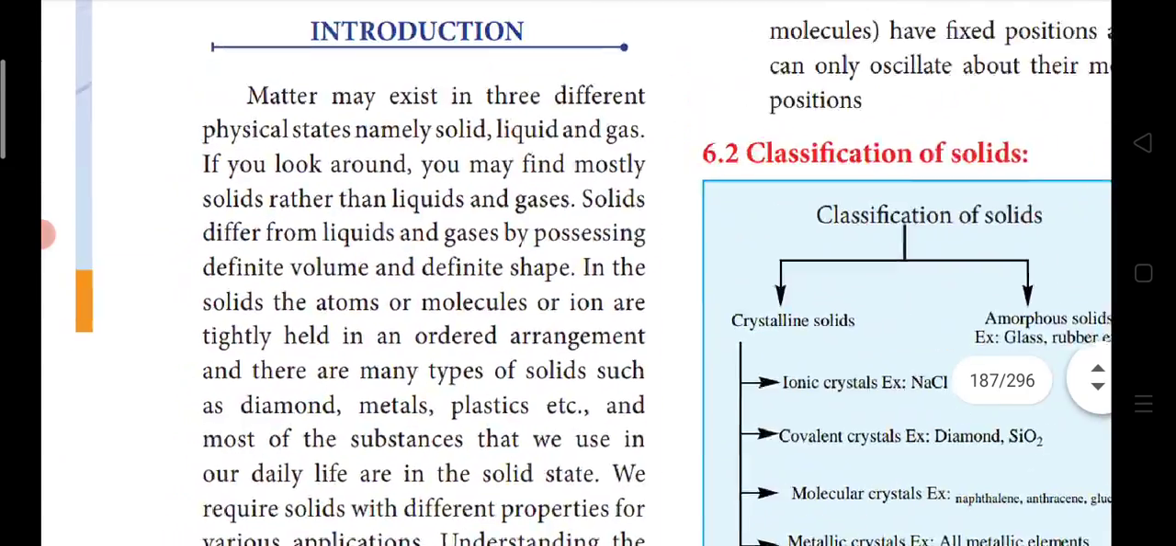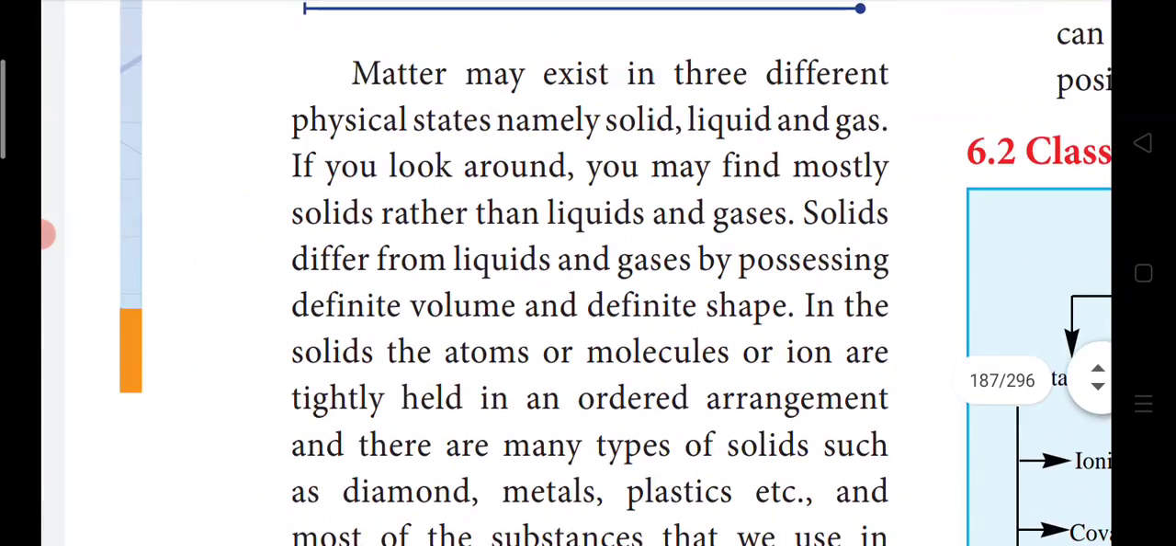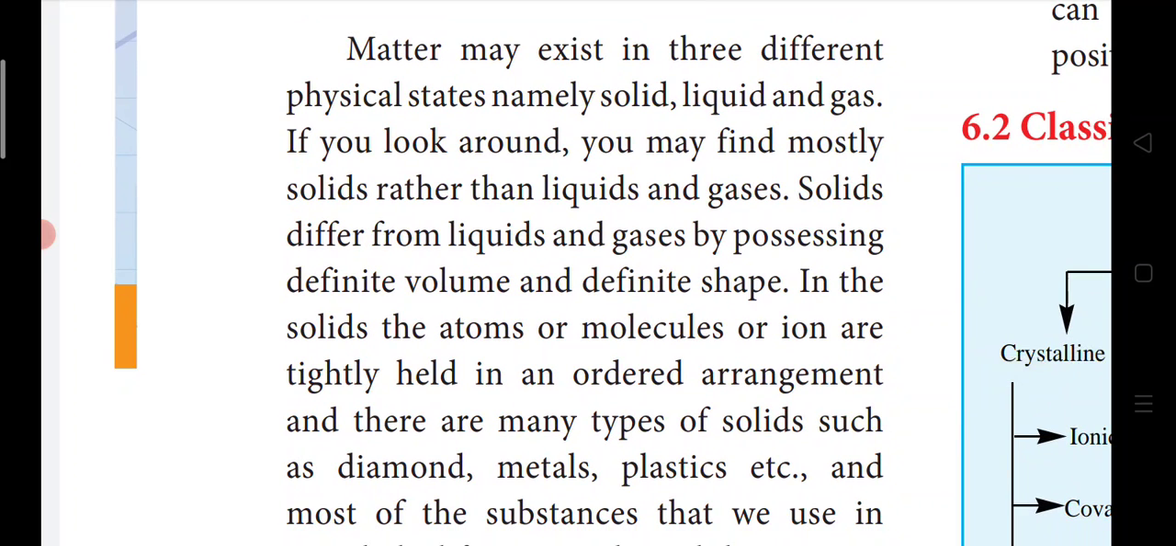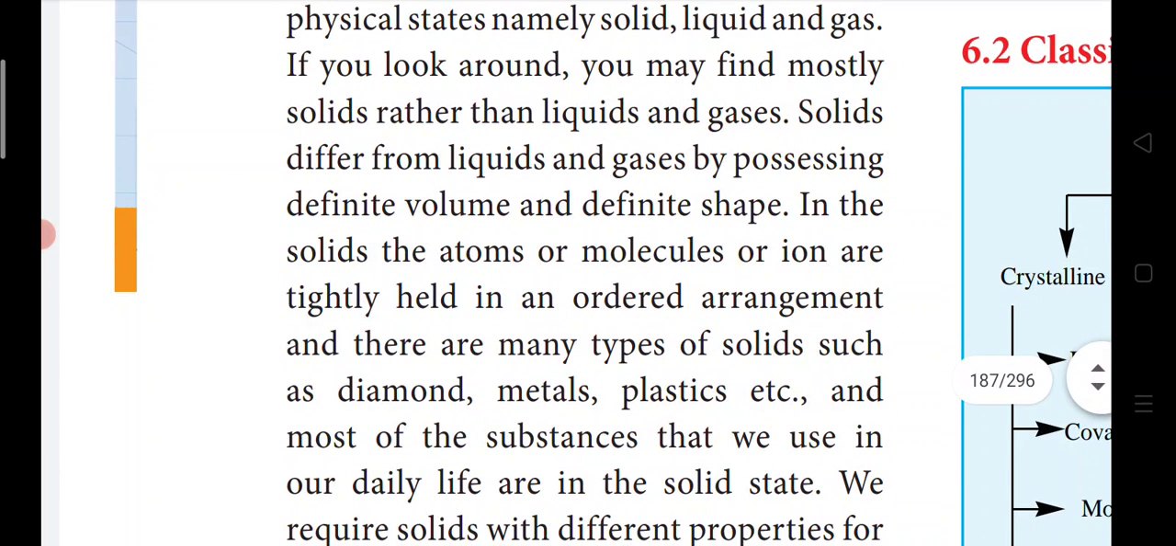We all know matter exists in three different physical states: solid, liquid and gas. If you look around, we can see solids more than liquids and gases. Solids are present everywhere. Solids differ from liquids and gases by possessing a definite volume and definite shape. Obviously, solids have different properties because they have a fixed, perfect and permanent volume and a perfect shape.